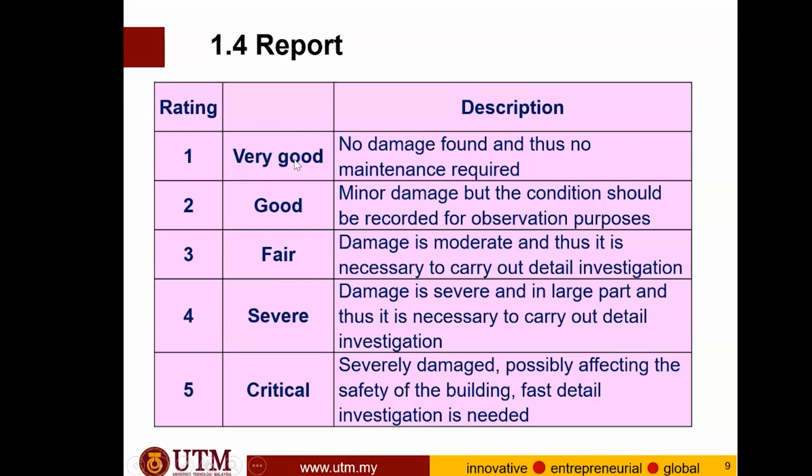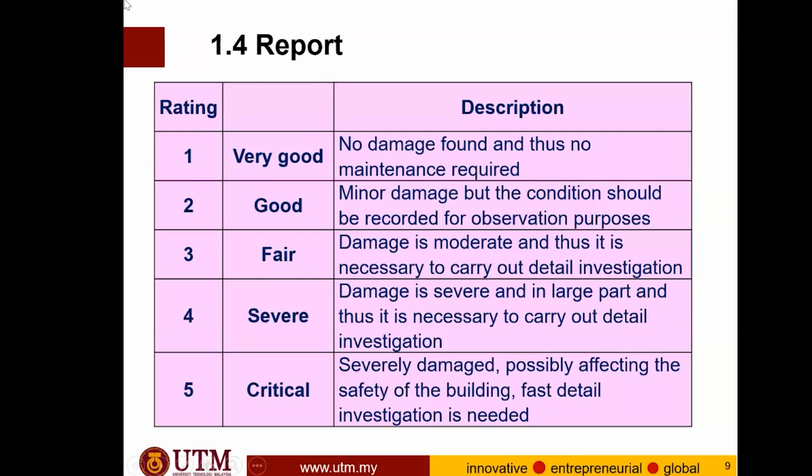The rating of the whole building is the accumulation or the summation. We use some mathematical formula to calculate the rating of the whole structure of building to be submitted to the authority.